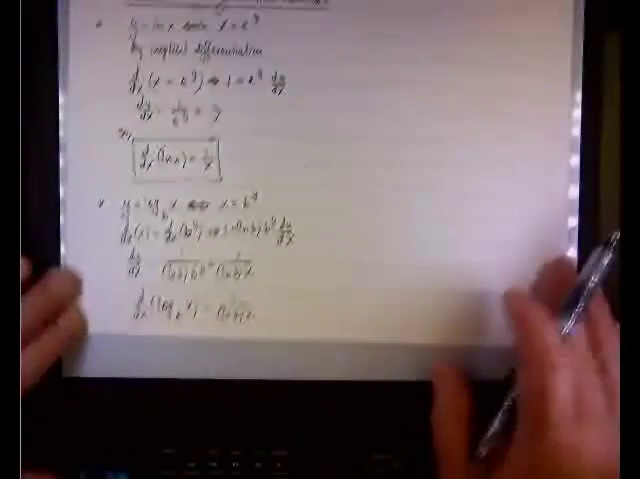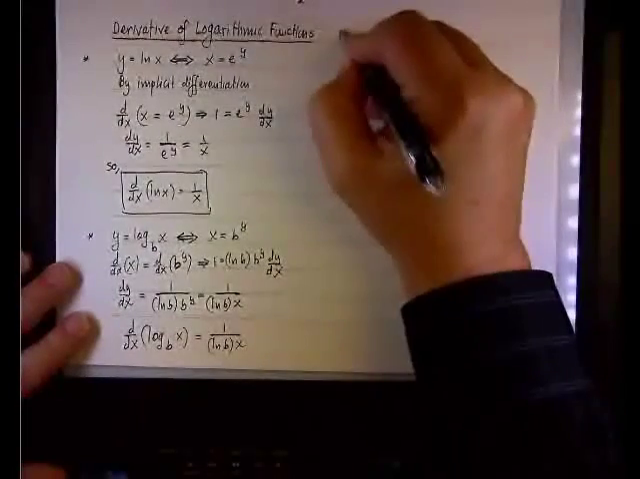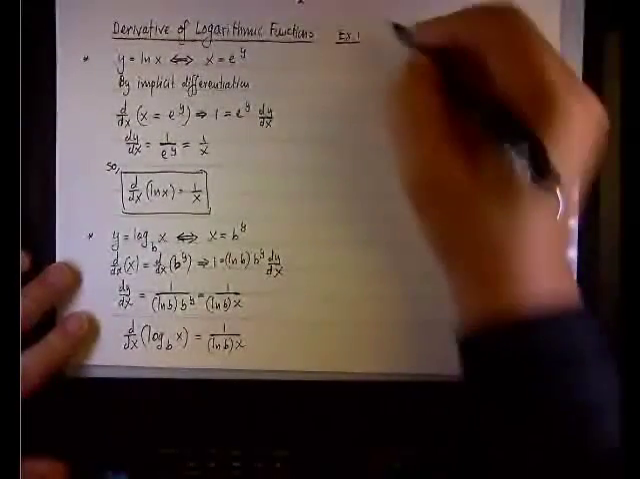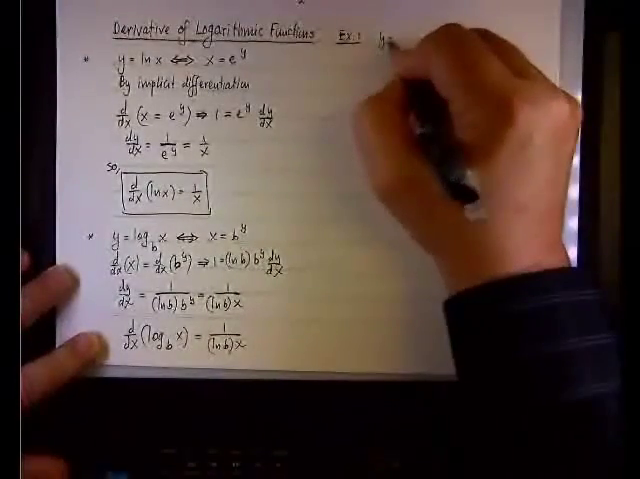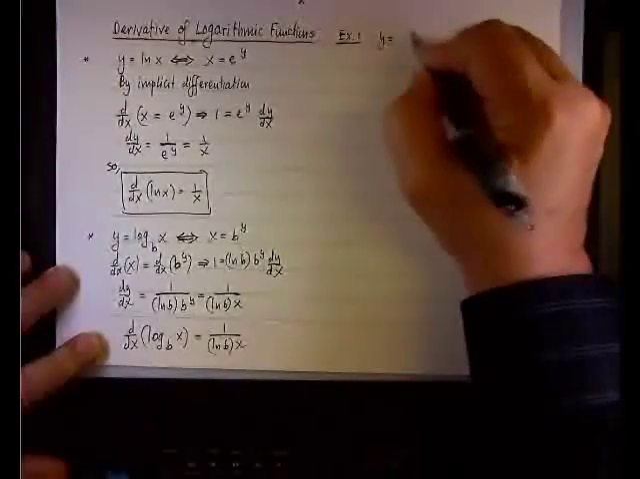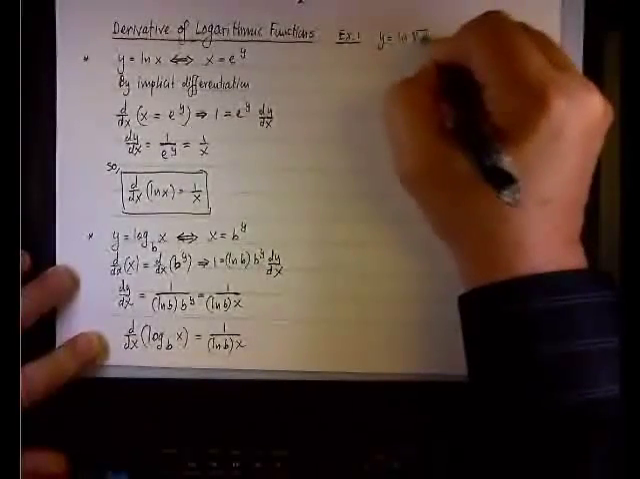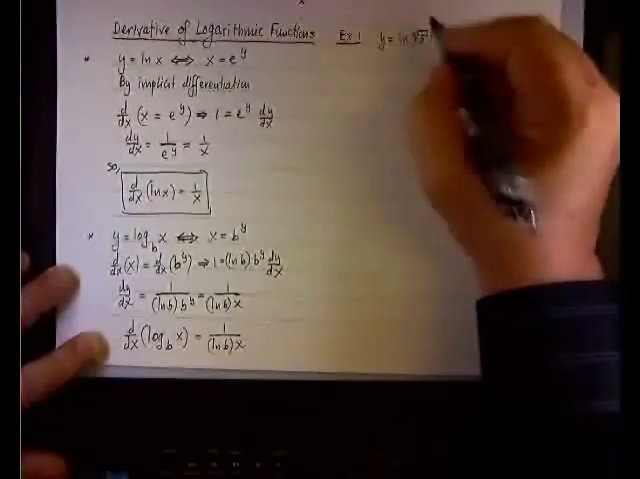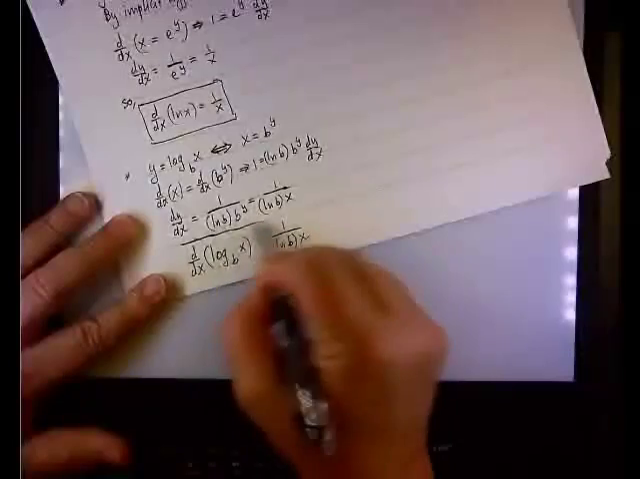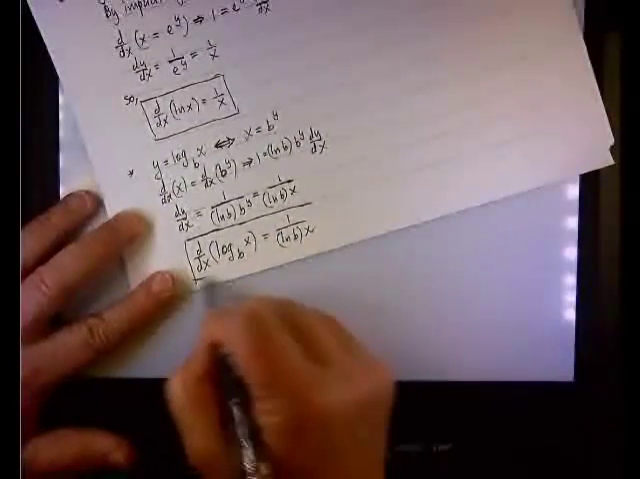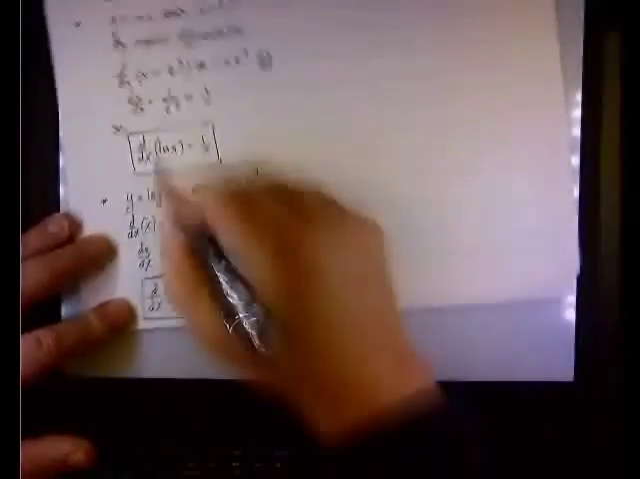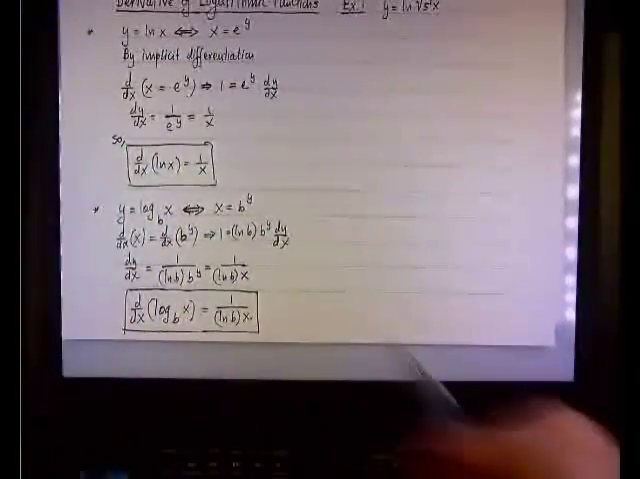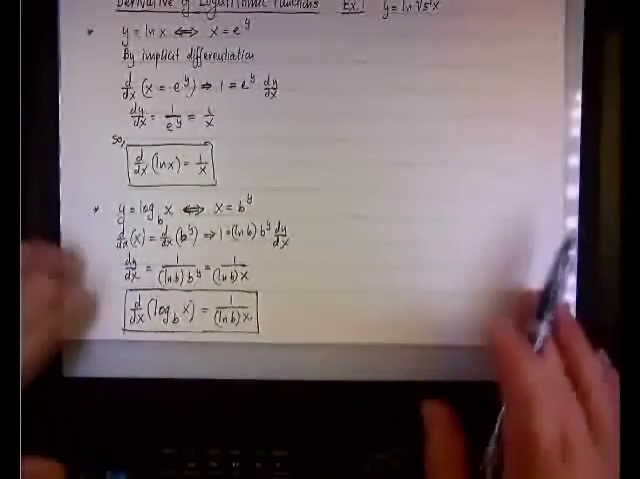I'll give you a quick example here. So this will be example 1. If we want to find the derivative of y equals natural log of square root of 5x, like so. By the way, let me box it. This is a rule as well. So we don't need to reinvent the wheel every time we see one of these two forms. We know exactly where to go.